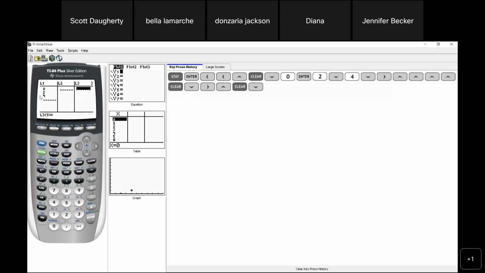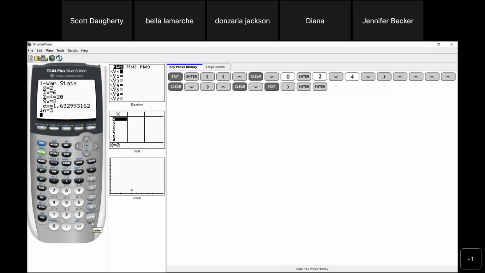Okay, so once you get your data into L1, you go back to stat, but this time you scroll over to calc to calculate. And then you get this menu here. It's got various things on it. We'll talk about some of these later on. The one we're concerned about is at the very top, the one variable statistics. So you click on that, and then you click on it again.